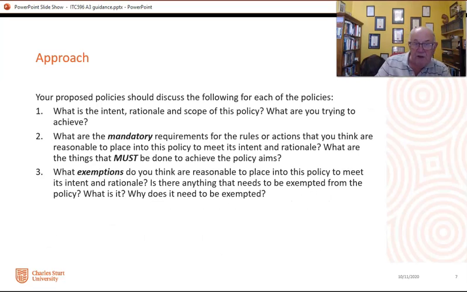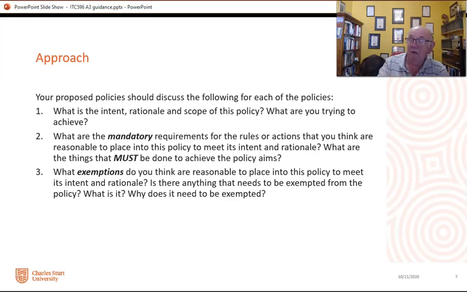So for each of those policies, you should talk about what's the intent, rationale, and scope. What are you trying to achieve, right? That's the first thing you need to discuss. You need to discuss then what are the mandatory requirements or the rules or actions you think are reasonable so that this policy can meet its intent. What are the things that must be done to achieve these policy aims?